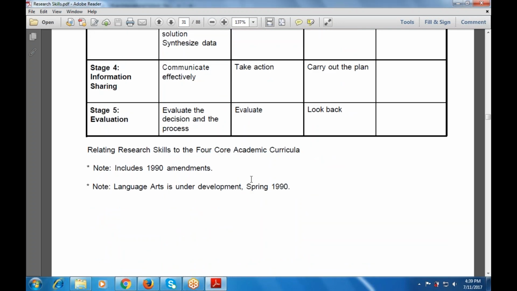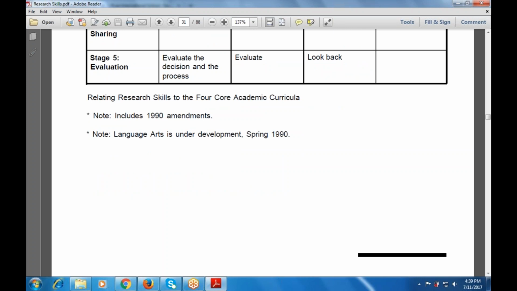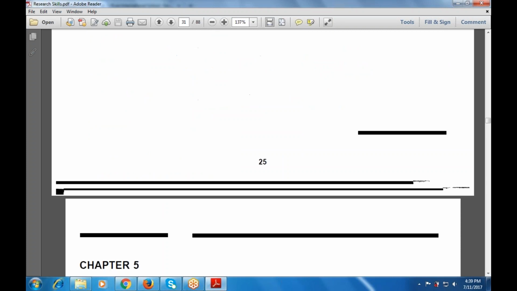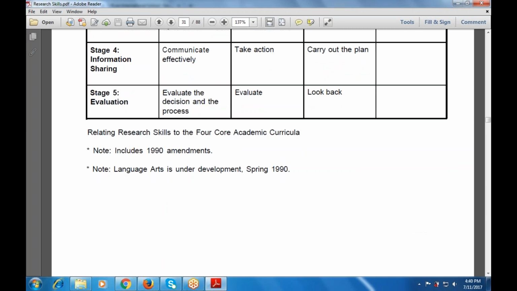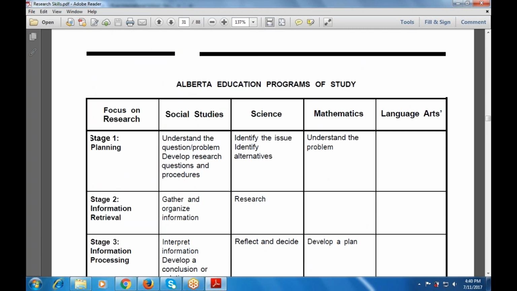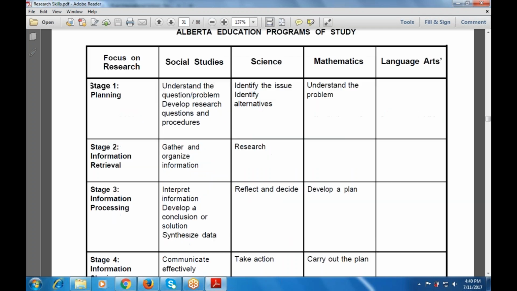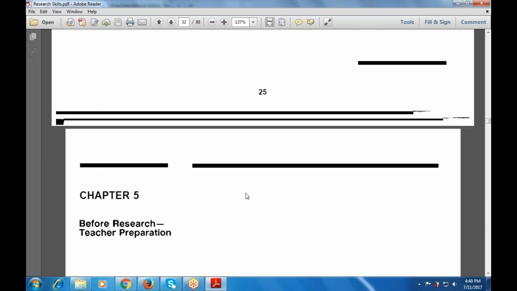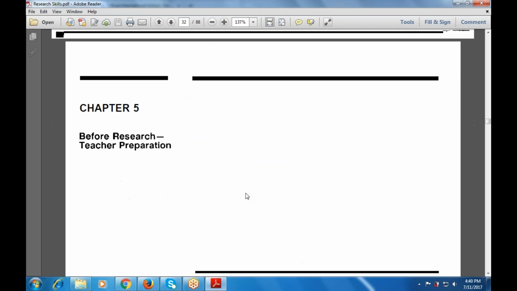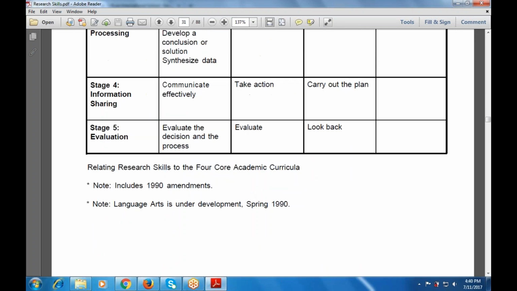Then next is relating the research skills to the 4 core academic curricula. That is a note, it includes the 1990 amendments, language arts under development, spring 1990. So these are a few Alberta programs of study, and these are relevant for chapter number 5. That is how we can interpret the resources, material, that is before the research, teacher's preparation.